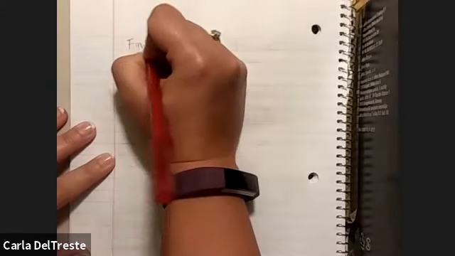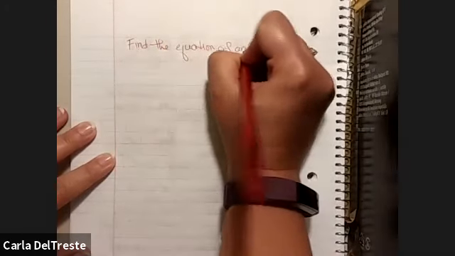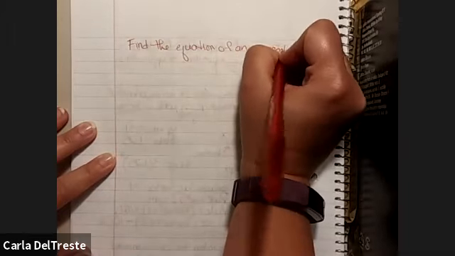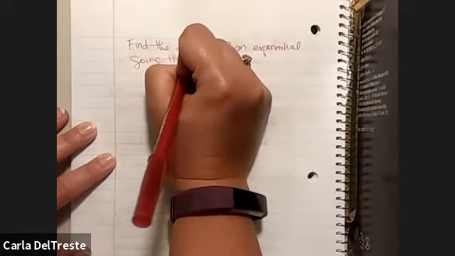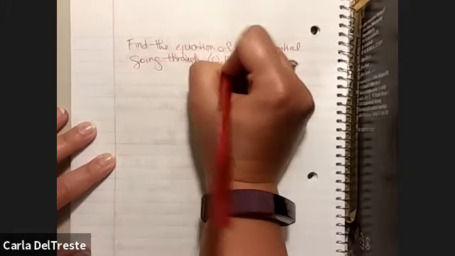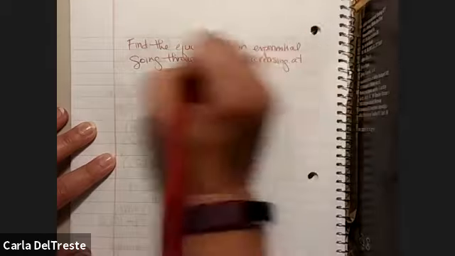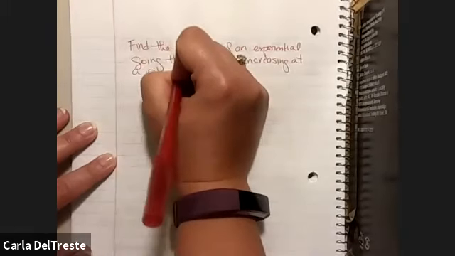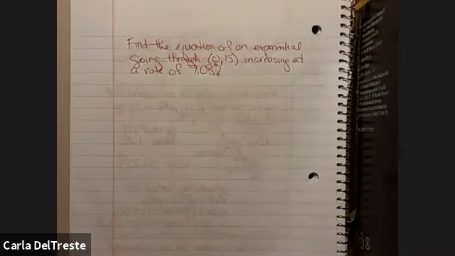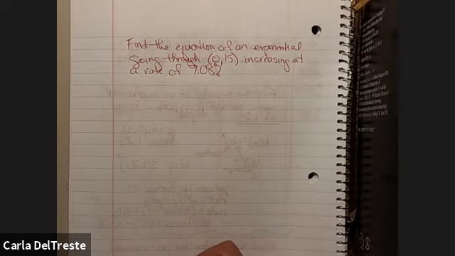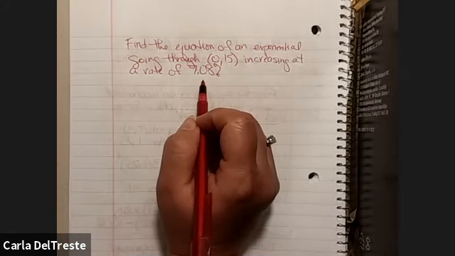Find the equation of an exponential going through (0, 15), increasing at a rate of 7.08%. This one is different from past problems because now we're being told the rate, and we're going to have to convert that back to a factor.